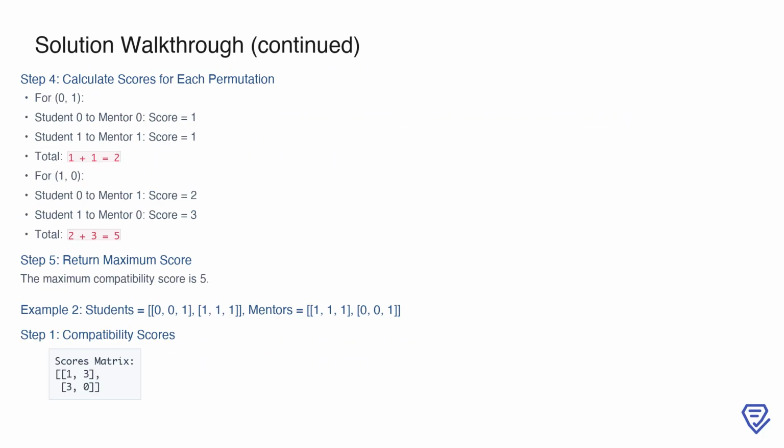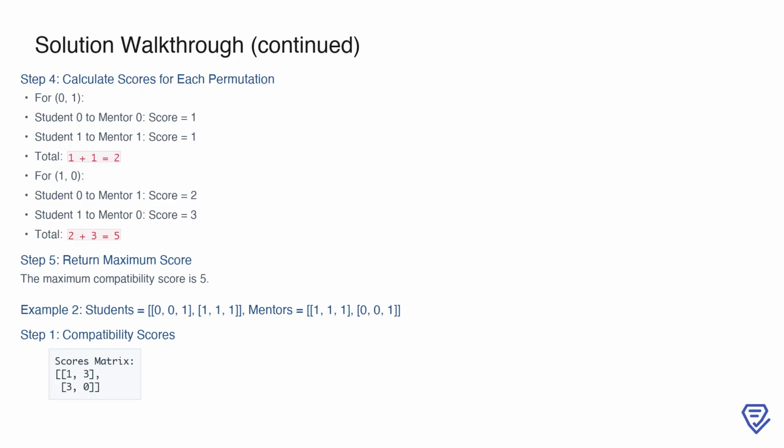Now that we have the permutations, we calculate the total compatibility score for each assignment. For the first permutation, where student 0 is paired with mentor 0 and student 1 with mentor 1, the scores are 1 and 1 respectively, leading to a total of 2. For the second permutation, where student 0 is paired with mentor 1 and student 1 with mentor 0, the scores are 2 and 3 respectively, giving a total of 5. Among these, the highest score is 5, which becomes our result for this example.